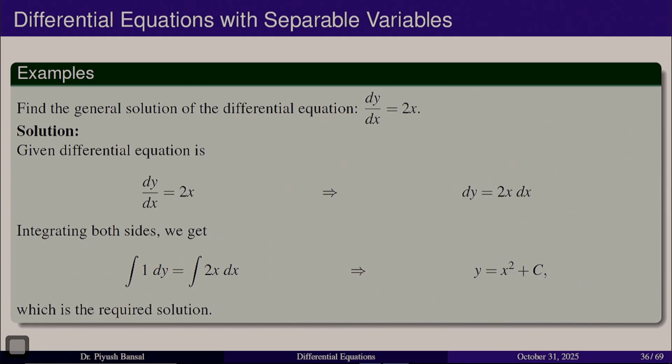Now, let us look at the geometrical meaning of such a family of curves where we have y = x² + c. This c can be an arbitrary constant. So, one differential equation can have a family of curves as a solution. We can see that from here, as we have the solution curve given by y = x² + c.